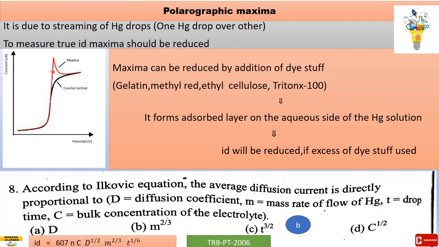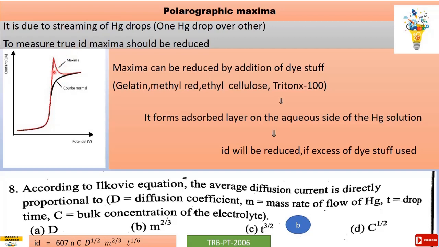This polarographic maxima arises due to the streaming of mercury drops. That is, from the DME, the drops go one over another. So it is called streaming. So because of the streaming, the ID is raised. To measure the true ID, we have to reduce the maxima.